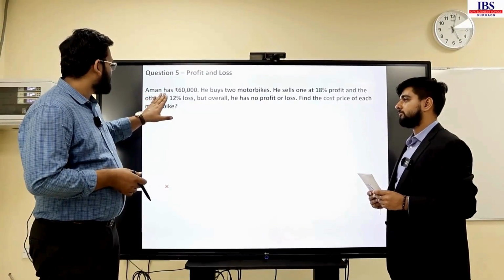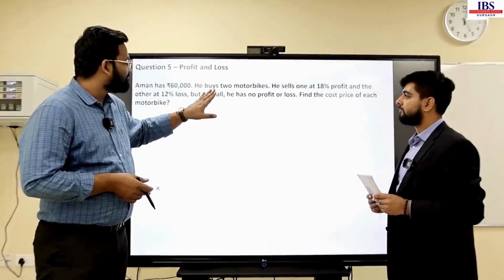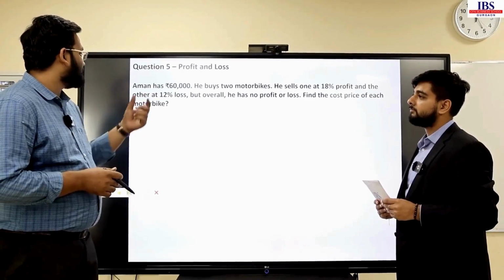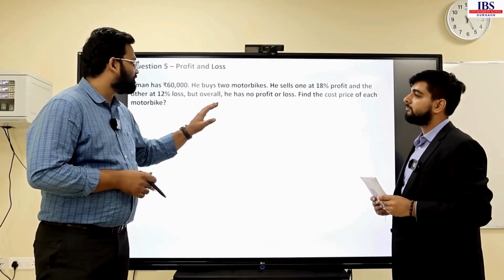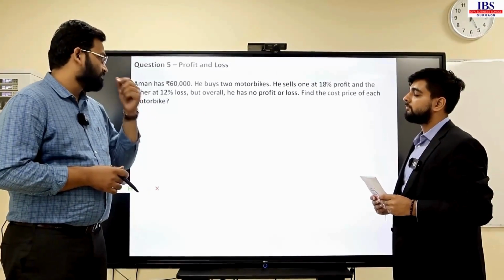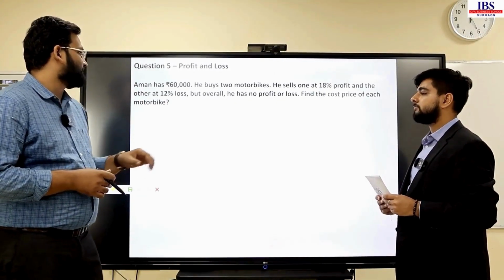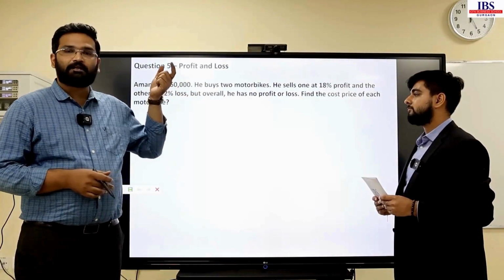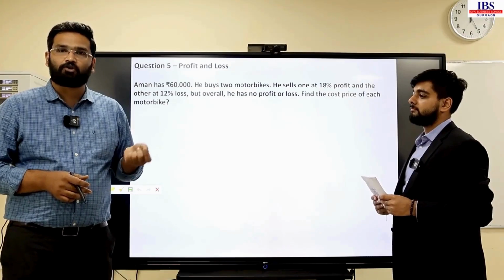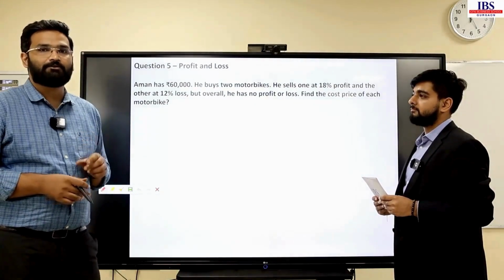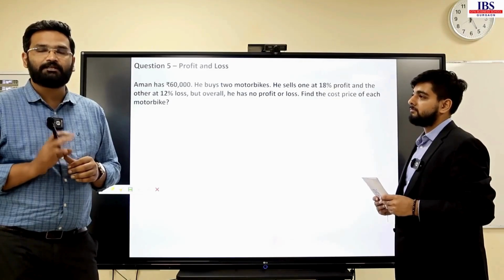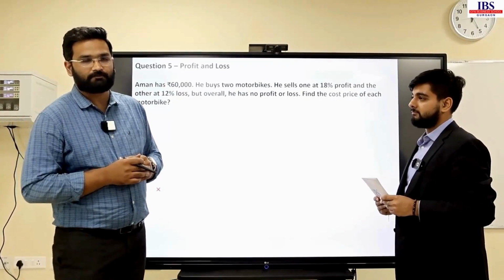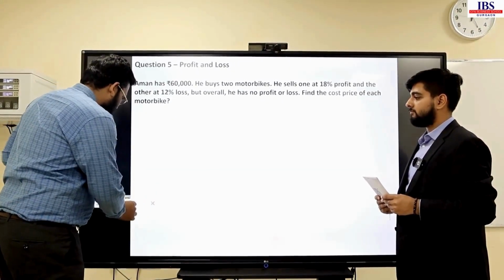Let's read the question. Aman has 60,000 rupees. He buys 2 motorbikes. He sells one at 18% profit and the other at 12% loss. But overall, he has no profit or loss. Find the cost price of each motorbike. Here we have to understand one concept: whether it is profit percent or loss percent, both are always calculated on cost price. It has nothing to do with the selling price. So a similar thing we are going to apply here.